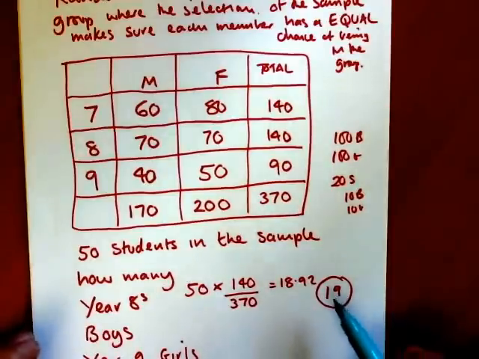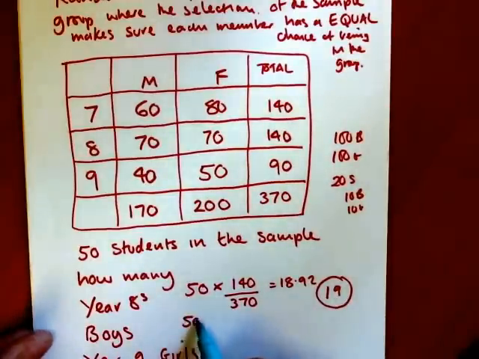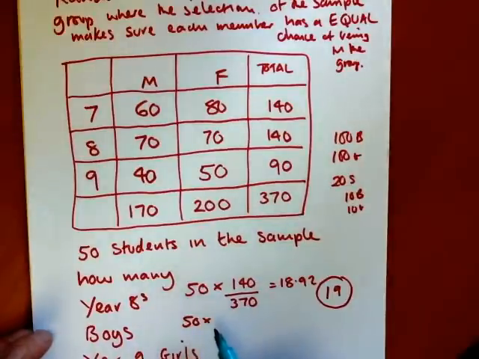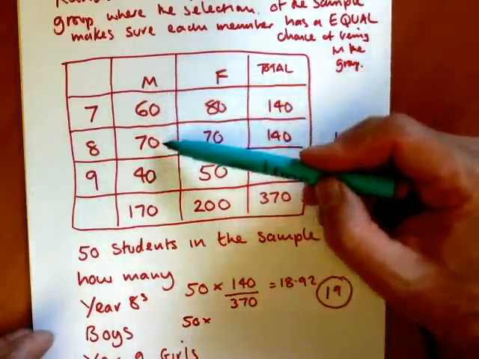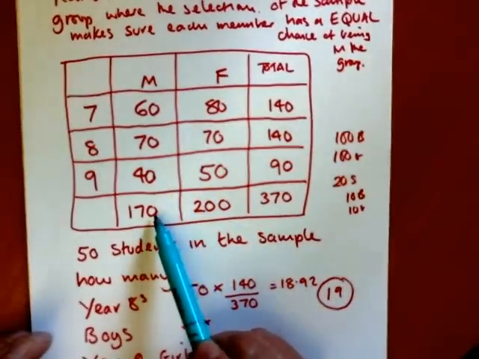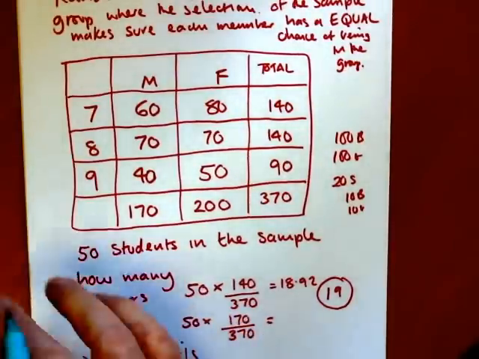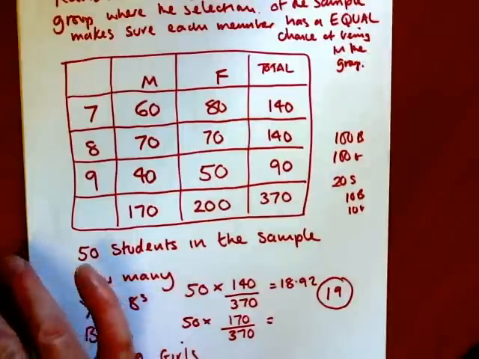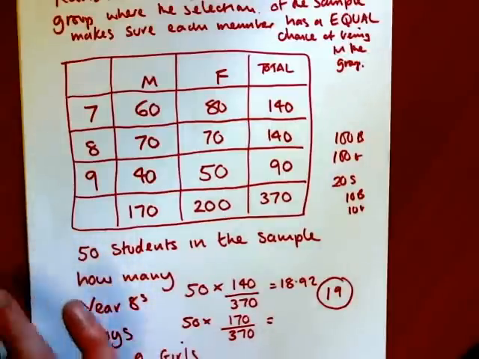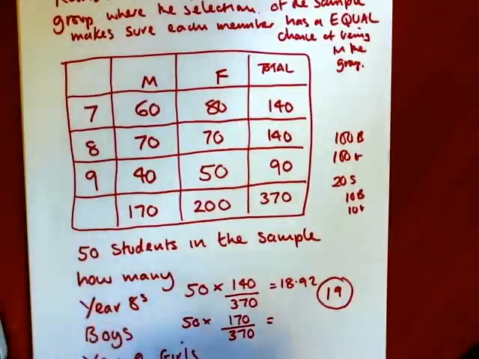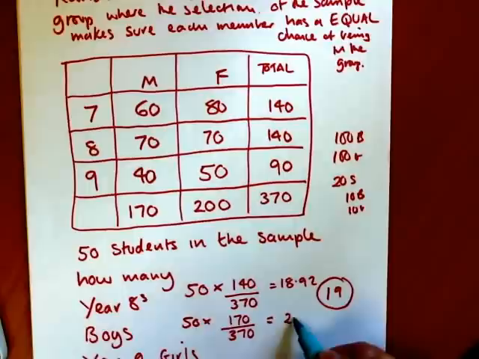Now the total number of boys in the sample. Again, it's 50 times the proportion of boys. If you come down this column, you'll see that there's 170 male from 370. So 170 from 370. Again, we use our calculator to work that out: 50 times 170 divided by 370. I get 22.97, which we write as 23.